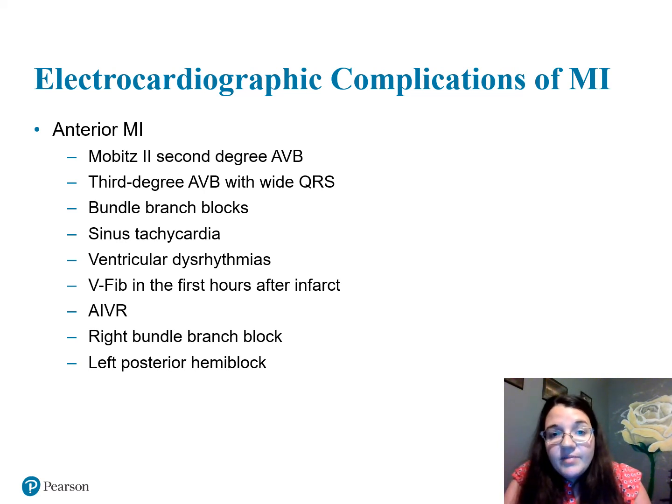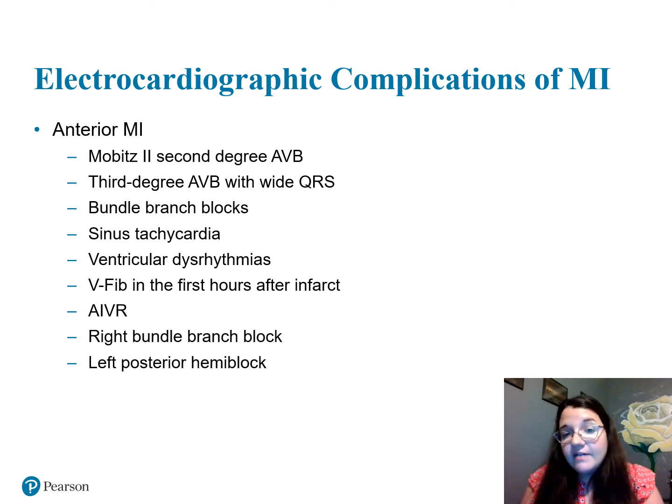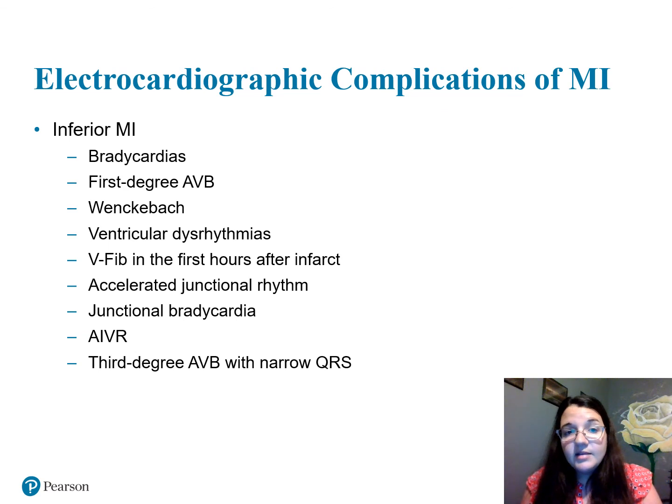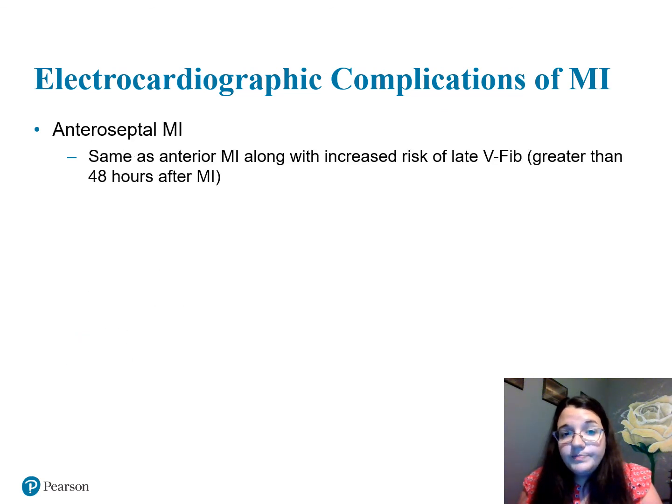Third degree AVB with a wide QRS, BBBs, bundle branch blocks, sinus tachy, ventricular dysrhythmias. Dysrhythmia is also known as your arrhythmia. VFib in the first hours after infarction, which is fatal. AIVR, your right bundle branch block and your left posterior hemiblock. I'm going to skip through these, but these are all complications of each wall.